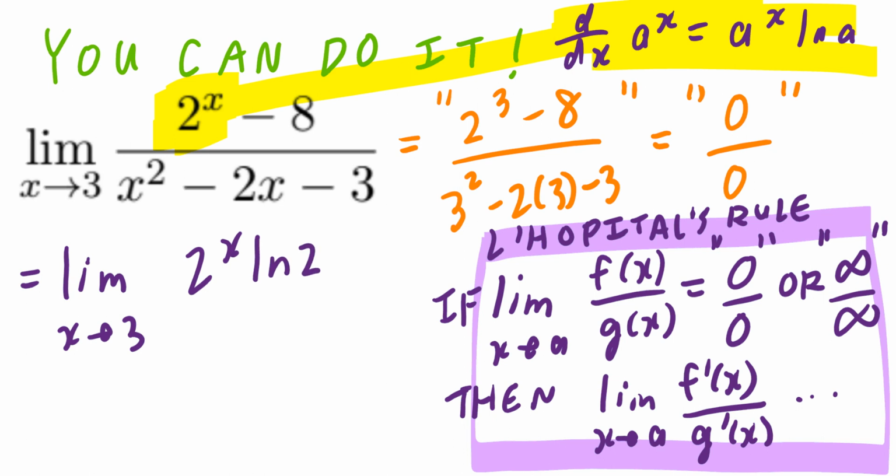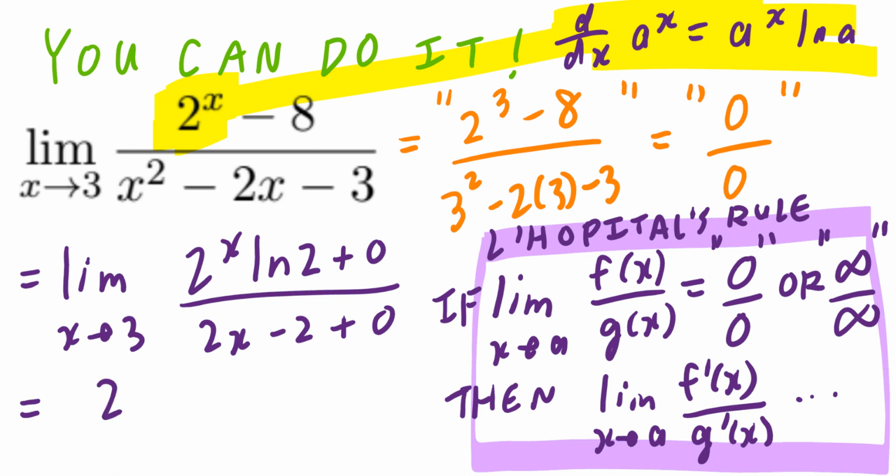Now, don't forget when you differentiate a constant, such as negative 8, that's going to give you 0, divided by, when you differentiate x squared, that's going to be 2x. When you differentiate negative 2x, that's going to be negative 2. Again, when you take the derivative of negative 3, that's going to give you 0. Now, we go back to step number 1. You plug in x to be 3. 2 to the power of 3 times ln of 2 divided by 2 times 3 minus 2.